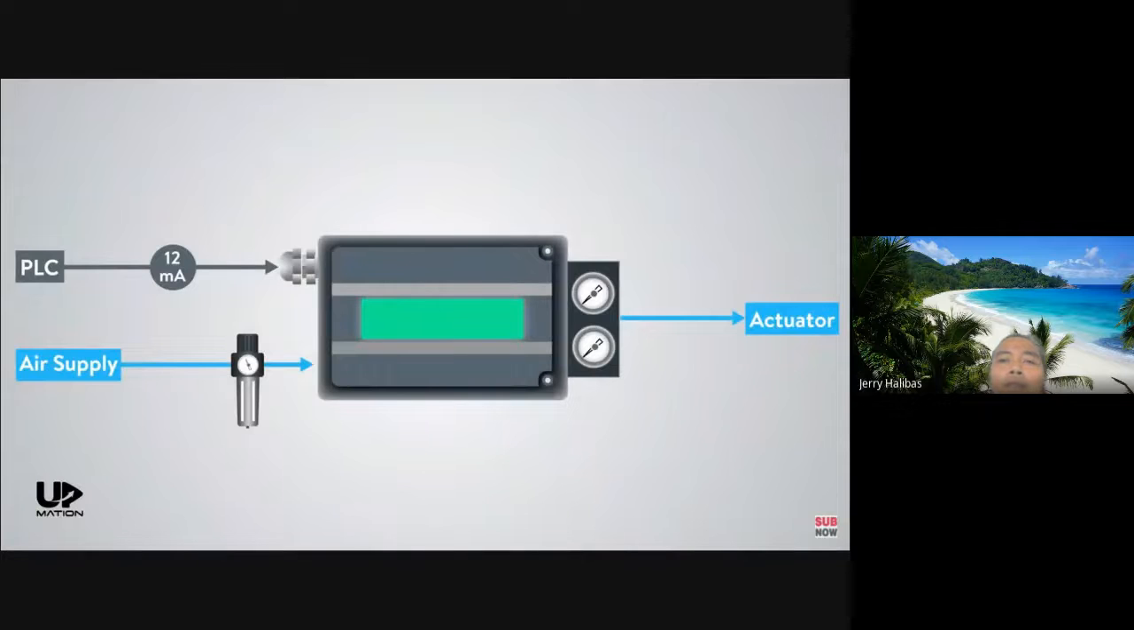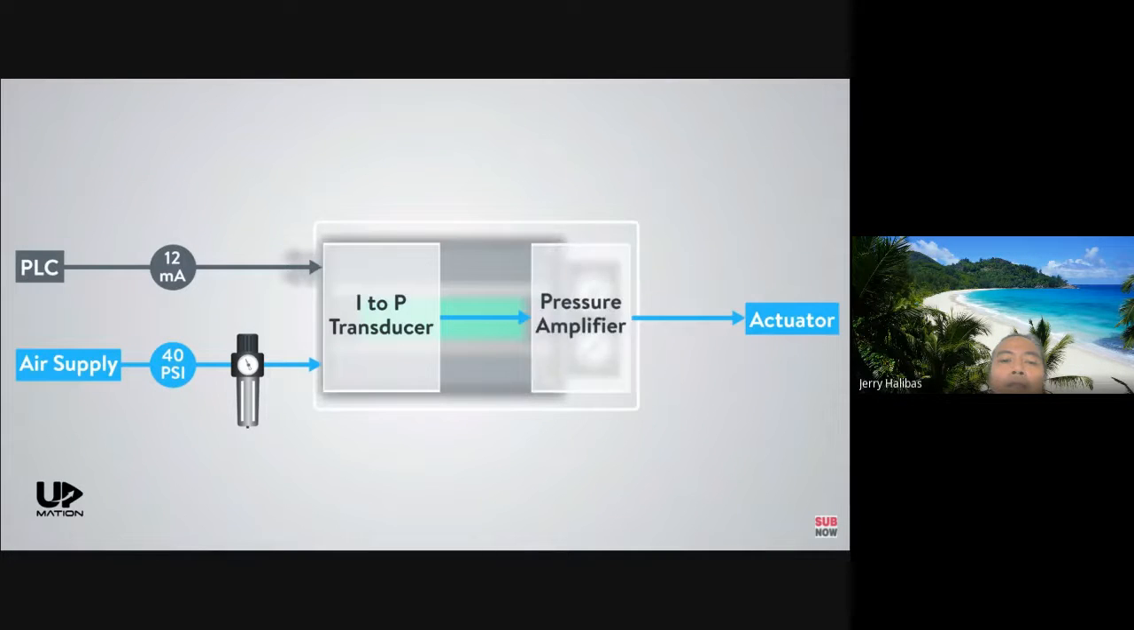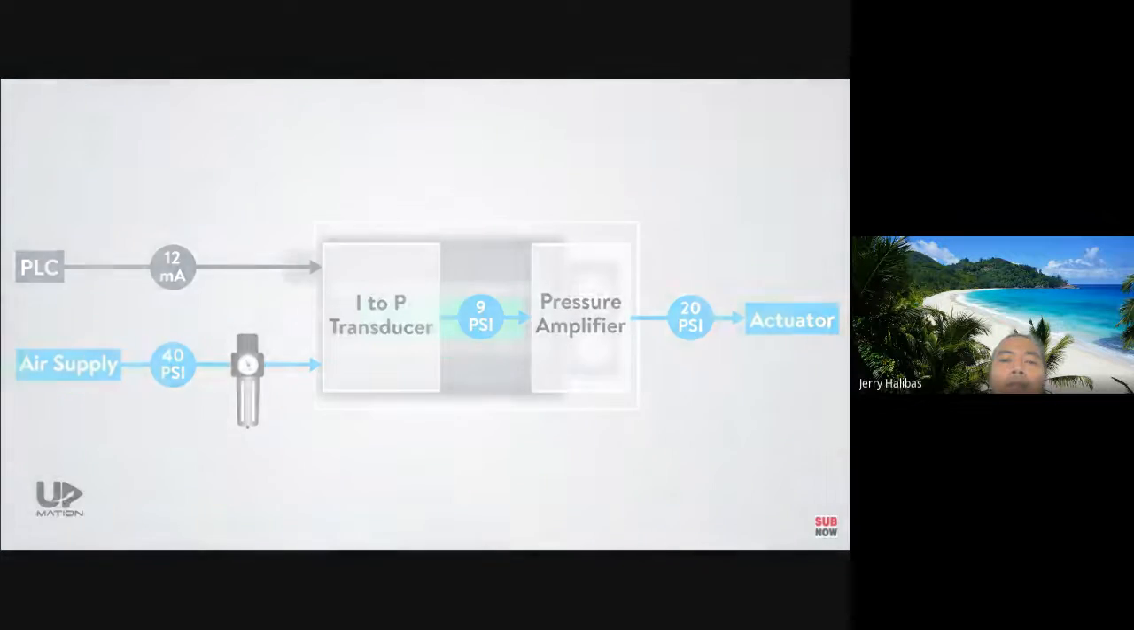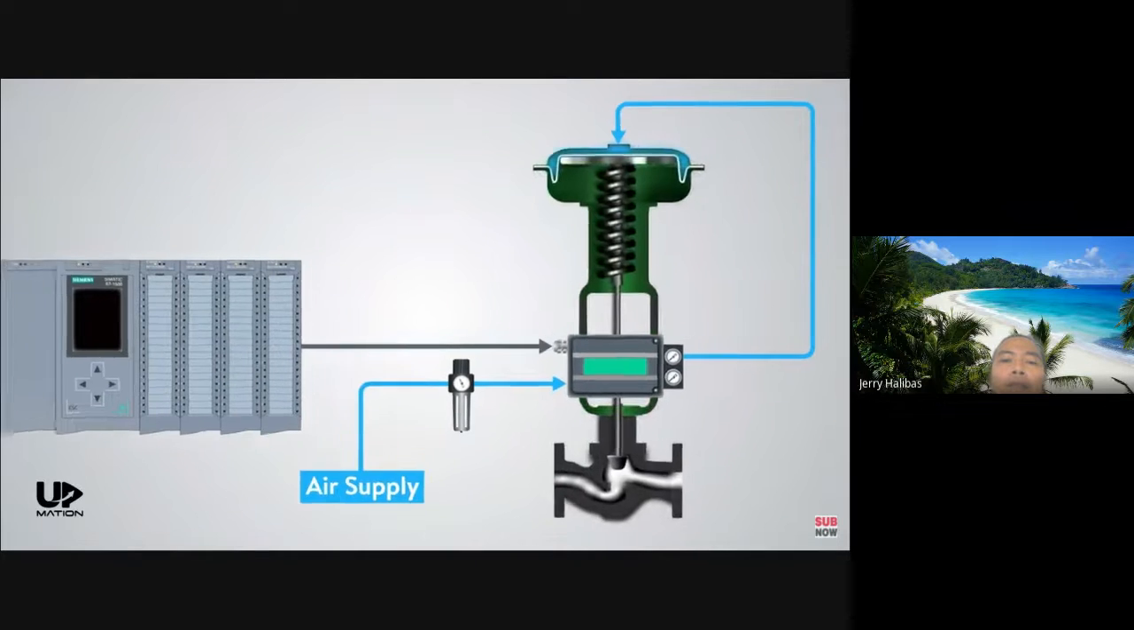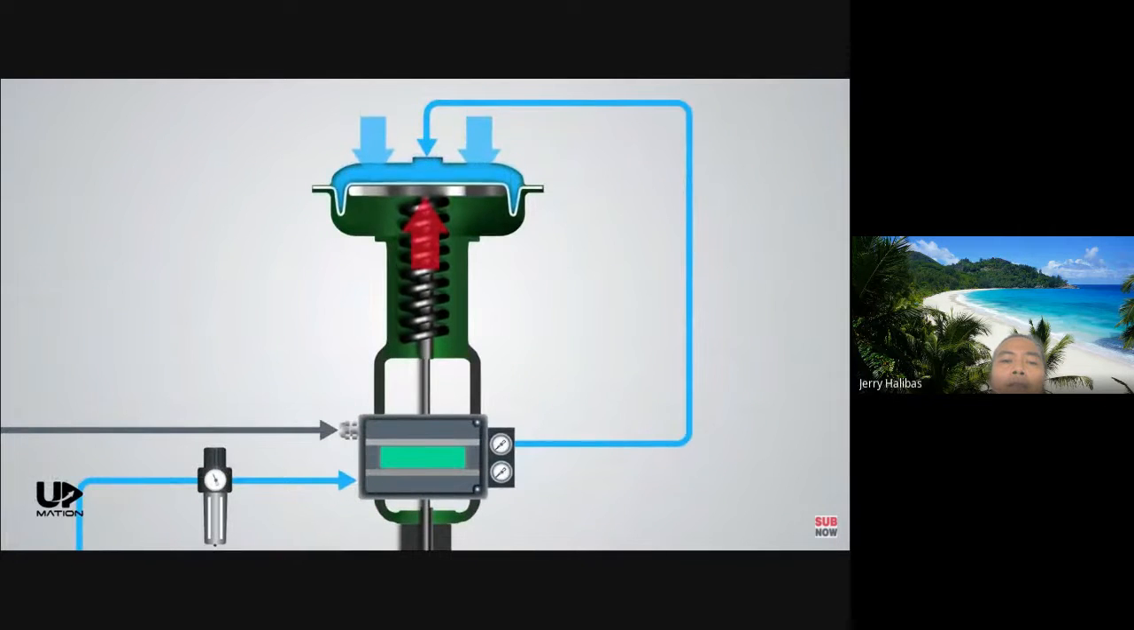After all, using the air supply input and a built-in pressure amplifier, the positioner will be able to convert the 9 psi pressure signal to sufficient air pressure for moving the actuator to the right amount. Now we see that the actuator is able to overcome its spring force, and so far so good.